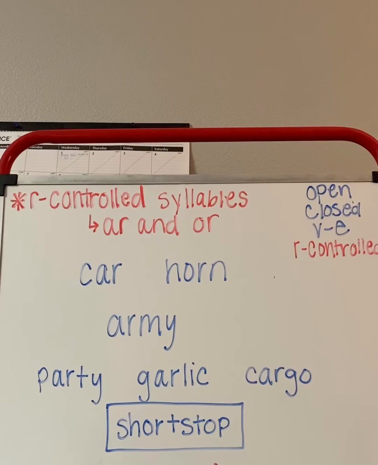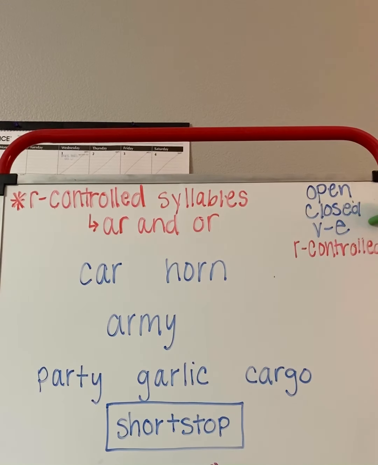Hi guys, so today we're going to be taking a look at Unit 8 in Fundations. If you remember right, the biggest thing that we learned in Unit 8 was our R-controlled syllables, okay? So far we've learned about open syllables, closed syllables, vowel consonant E syllables, and then we're going to go ahead and add in our R-controlled syllables today.